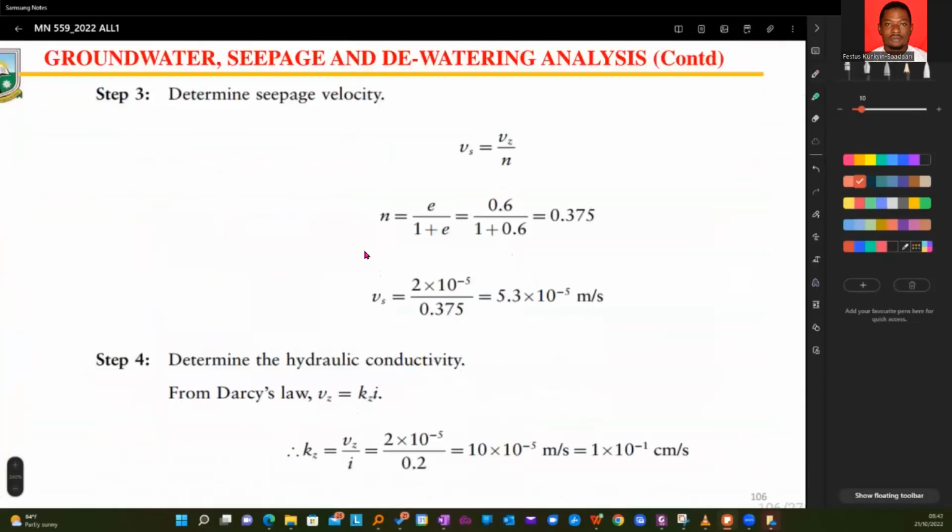All right. So determine the seepage velocity. We learned that the seepage velocity, V subscript S, is equal to the average velocity on porosity, N.